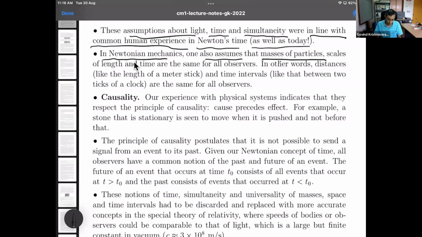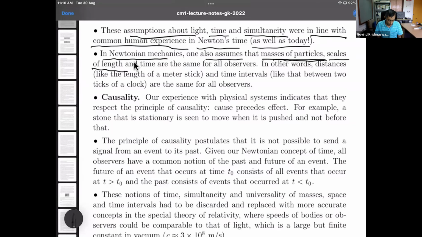So we will assume that the mass of a particle, like a tennis ball, and the scales of length and time are the same for all observers. If I measure this tennis ball's mass as 1 kilogram, which is rather too much anyway, and somebody else does the same thing, they will agree with me, no matter whether they are moving and so on.